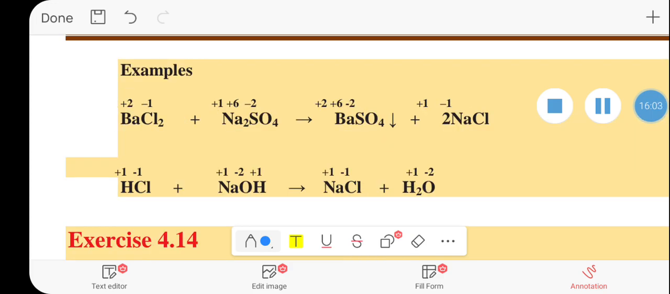Therefore, these are examples of non-redox reactions. The first one is a double displacement reaction. The second one is an acid-base reaction. Acid-base and double displacement reactions are most of the time non-redox reactions.